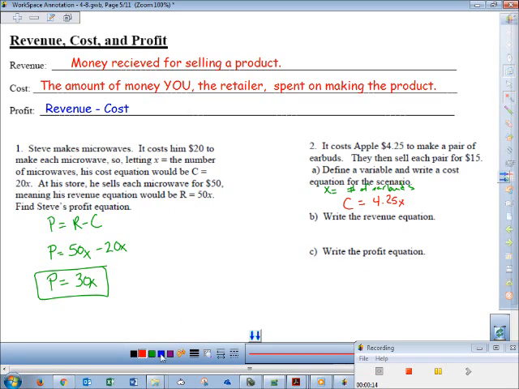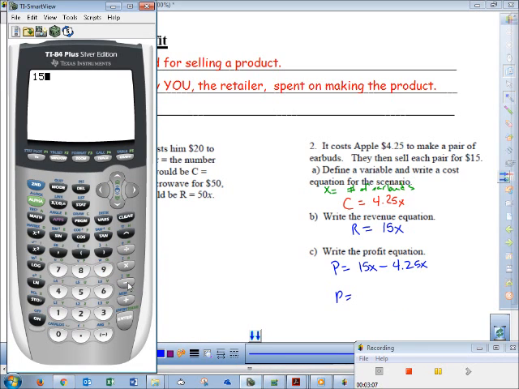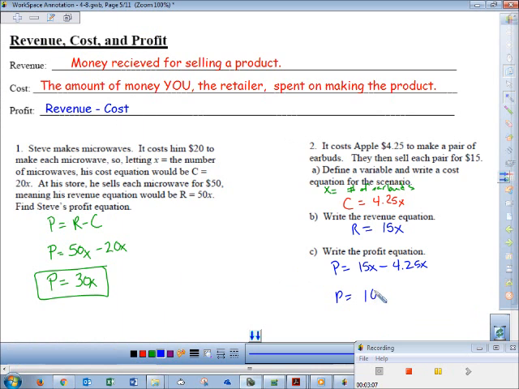The revenue equation, well, how much money are they making? The revenue is $15 per pair of earbuds. And the profit equation, the profit would be revenue, 15X, minus the cost of 4.25X, and those are like terms. So the profit will equal 15 take away 4.25, which is $10.75 per pair. That's what Apple profits. So there's their profit equation. So pretty simple concept here.